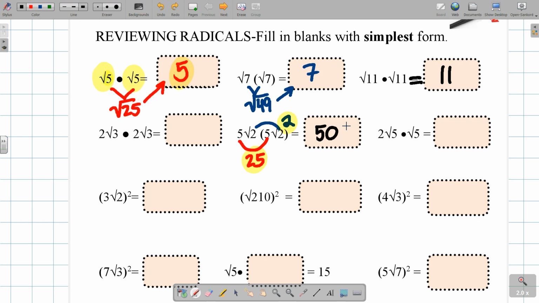So pause the video, do the entire page, and then pull up the answers on your iPad and check this page. It is important you check this page before you move on because you have to be able to handle radicals for the rest of the lesson.